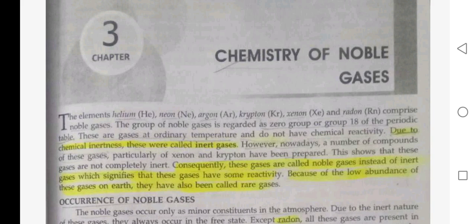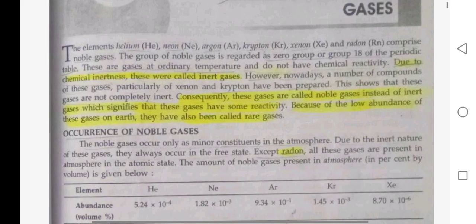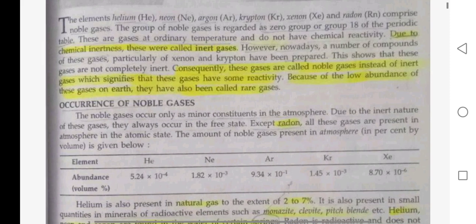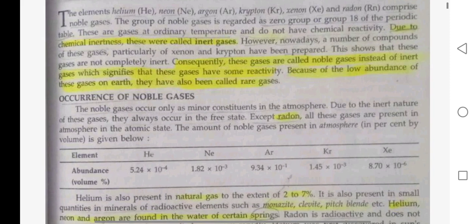Consequently, these gases are called noble gases instead of inert gases, which signifies that the gases have some reactivity. Because of the low abundance of these gases on Earth, they have also been called rare gases. Occurrence of noble gases. The noble gases occur only as minor constituents in the atmosphere.